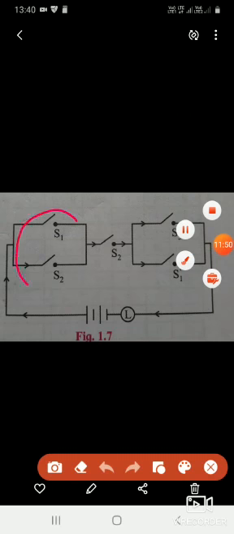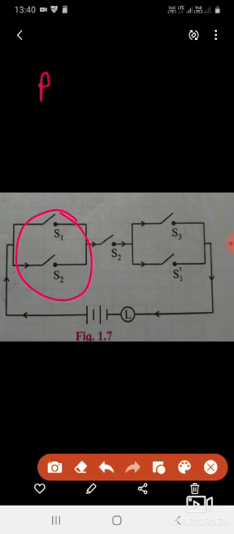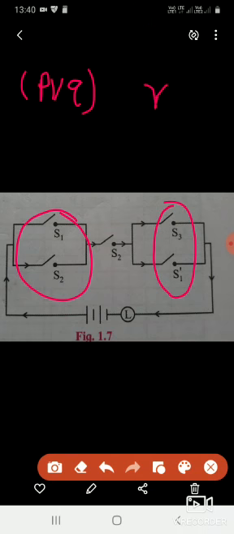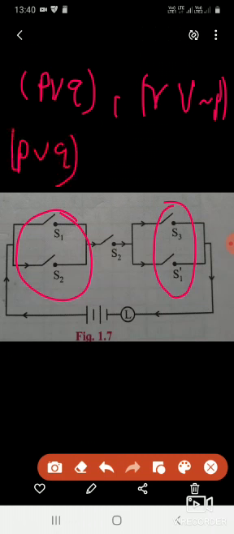The S1 and S2 are connected in parallel. So S1 and S2 give P or Q. Next, see here, S3 and S1 dash, that is R and negation of P. These two are connected in series with S2. S2 is Q. So listen, P or Q is the first decision, and S2, and the next one. This is a statement pattern.